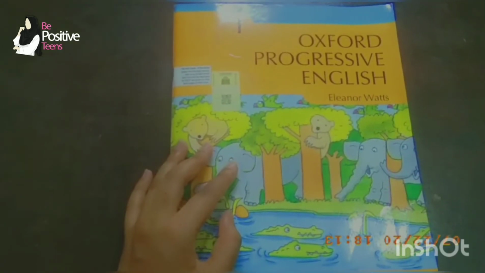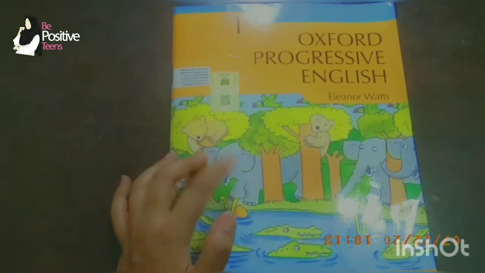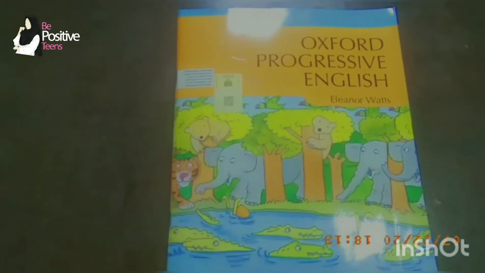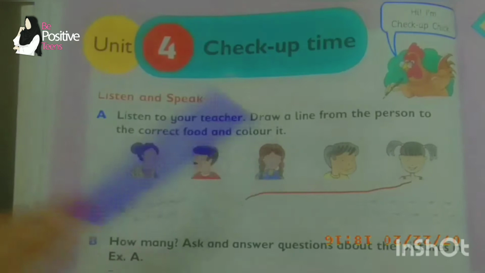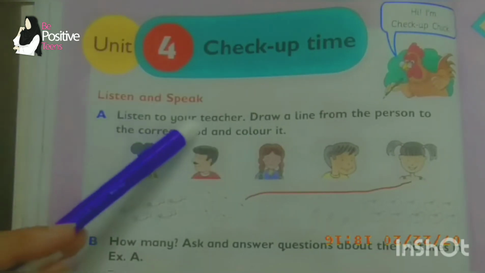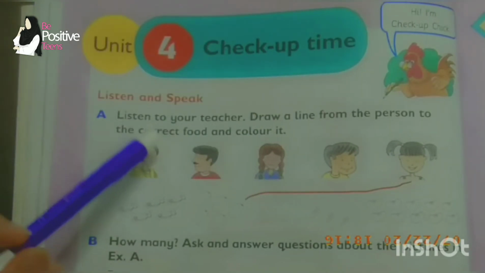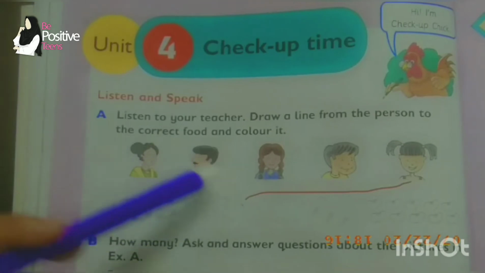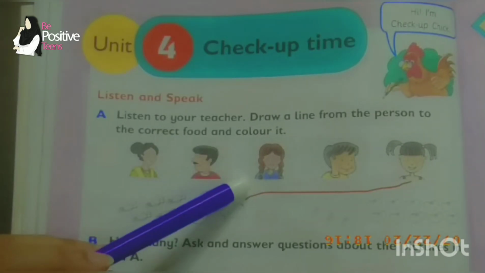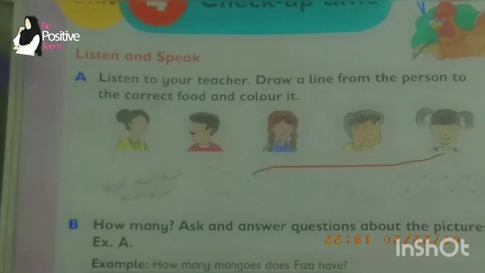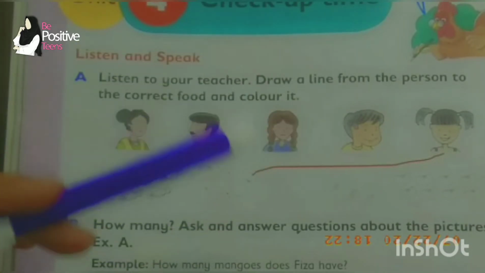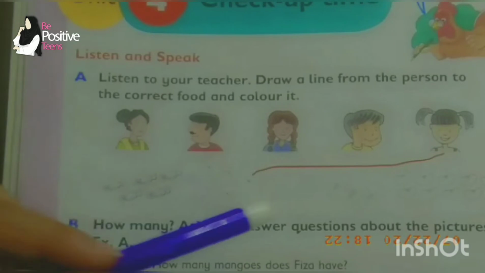So today we are going to have a lecture on Oxford Progressive English for grade 1. Today we are going to do unit number 4, check up time. Listen and speak. Activity number A, listen to your teacher, draw a line from the person to the correct food and color it. In this activity, you have to draw the line from the person to the correct food, and then you have to color this food.